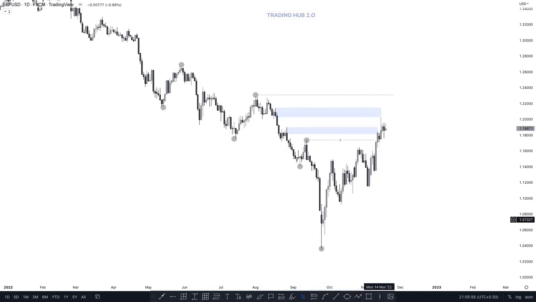In this case, where is our inducement? The inducement is here because this is our first pullback, the internal pullback, or you can say minor inducement, and the major inducement is here. Correct. The market took out this one and you can also buy here for the short term.